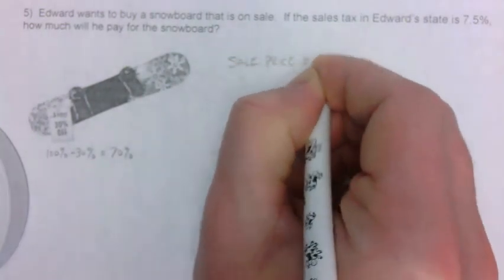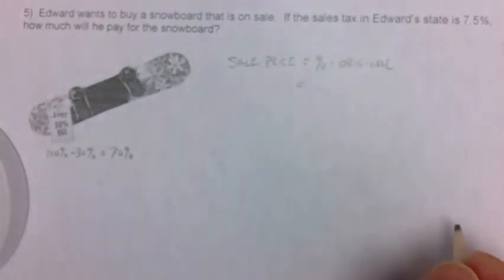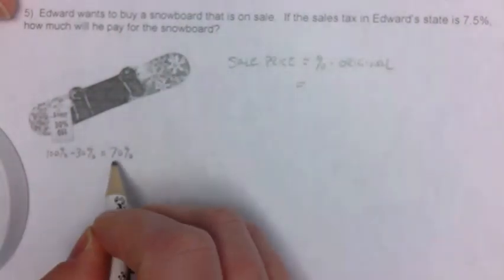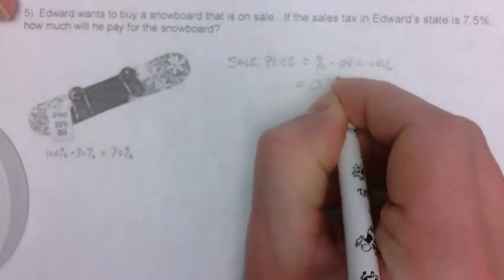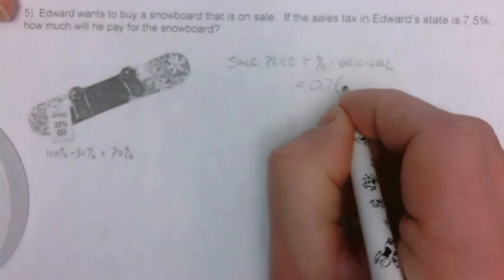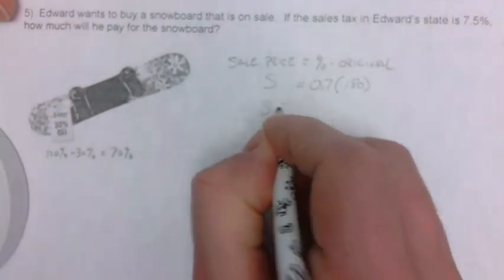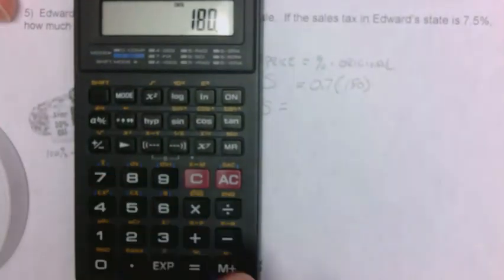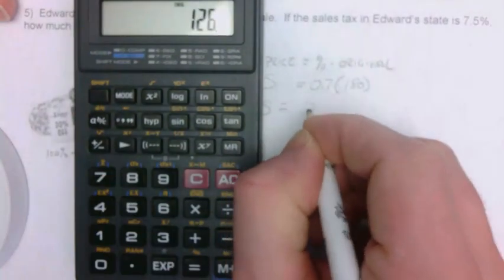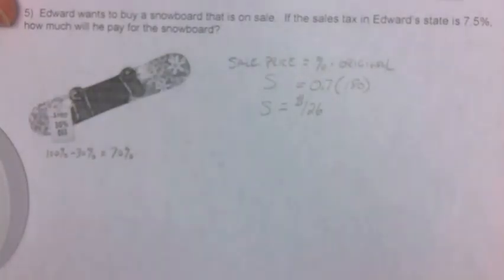The sale price is going to be a percentage of the original price. Well, the sale price we just found here is only 70% of the original price. So for our rate, we'll use 7/10 times the original price, which once again was $180. And that'll give us the value of S, the sale price. If we do 7/10 times 180, we end up with $126. And that's our sale price. So right now it's on sale for $126.